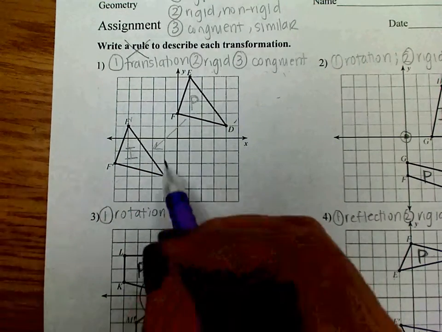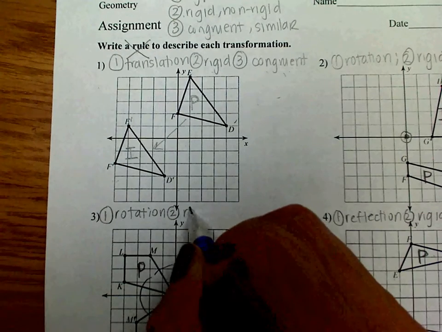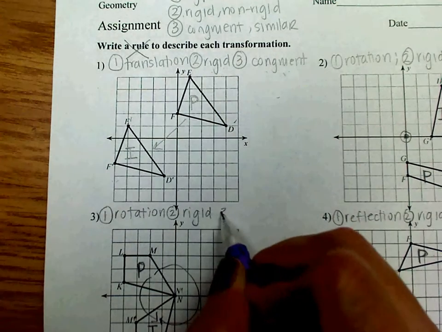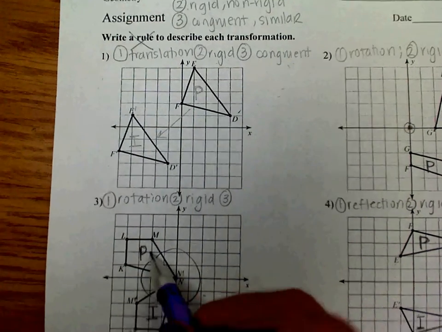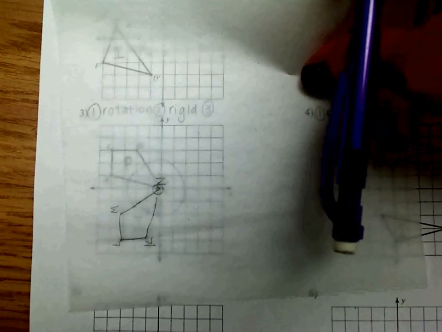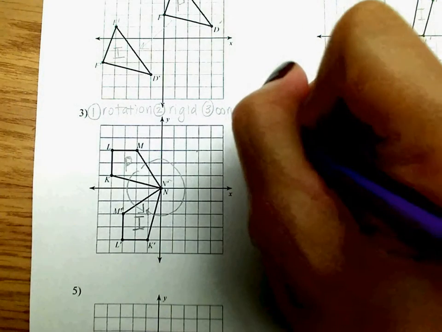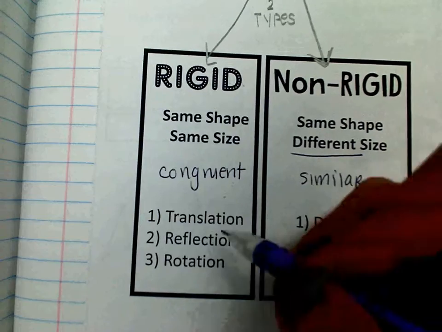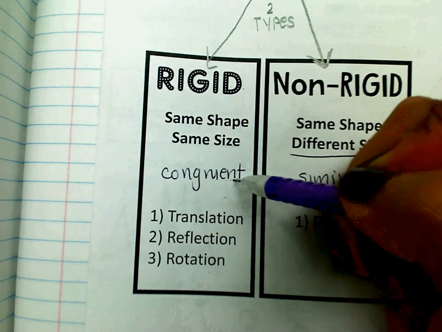And then number 2, is a rotation a rigid or a non-rigid transformation? It's a rigid transformation. And then is a rigid transformation going to create congruent figures or similar figures? Congruent, they're the same shape and size. In fact, when I match it up here and then I turn and match it up here, the shape didn't change, the size didn't change, so that means they're congruent. And remember, rotations are in this category, rigid, which means it's the same shape, same size. The pre-image and its image are congruent.